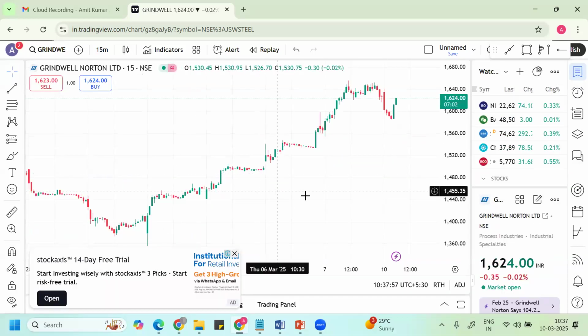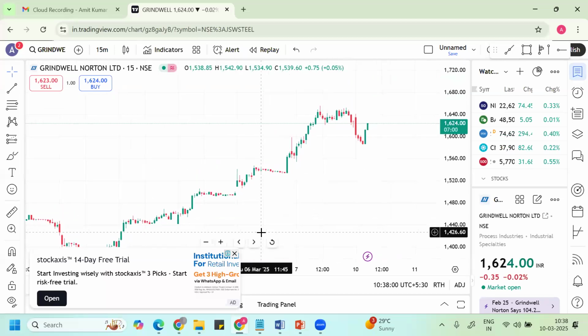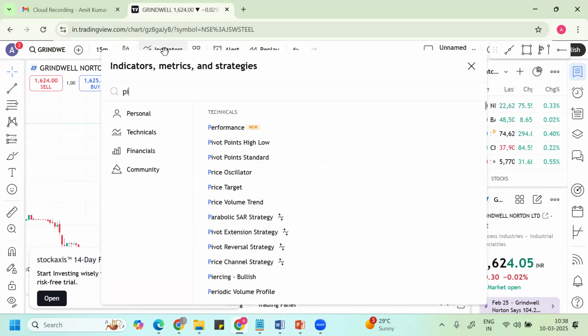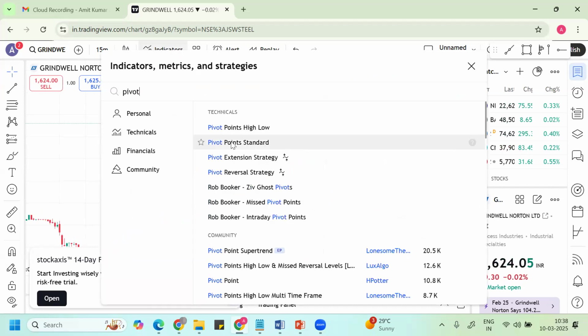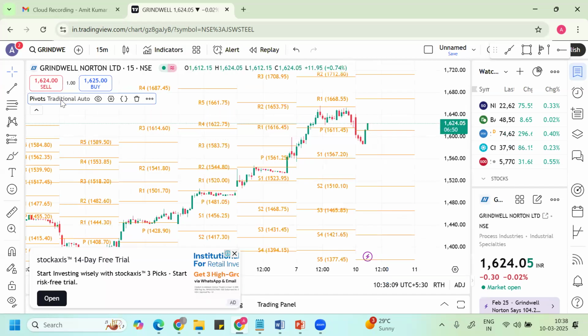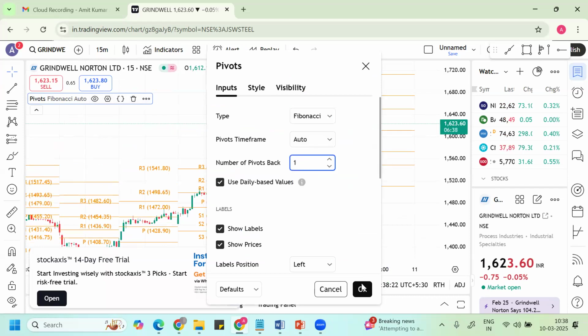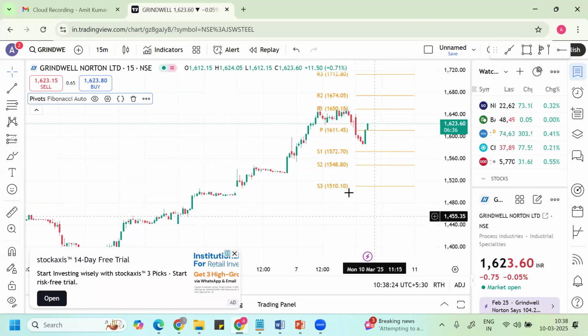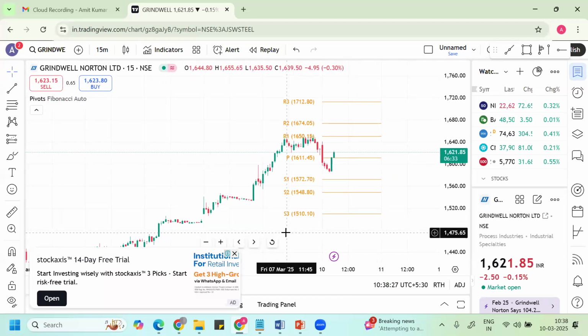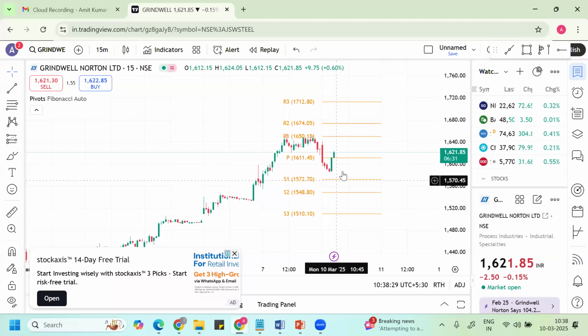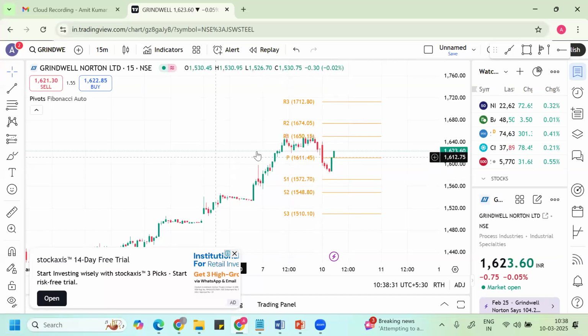So if I got this stock called Grindwell, how will you buy it? When to buy? For this, go to indicator and search for pivot point standard. Here it will come like pivot traditional auto. Go to settings and change the type from traditional to Fibonacci, and make the number of pivots back one. Then if you want to make the entry, you can see what you can do once you get this.